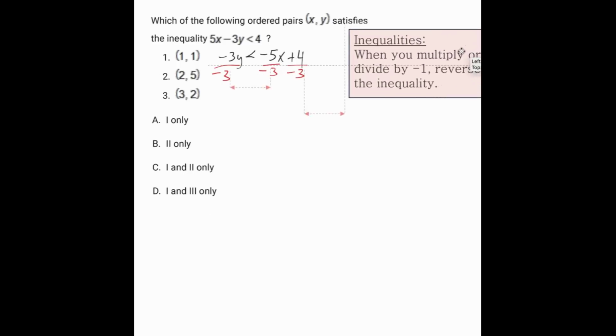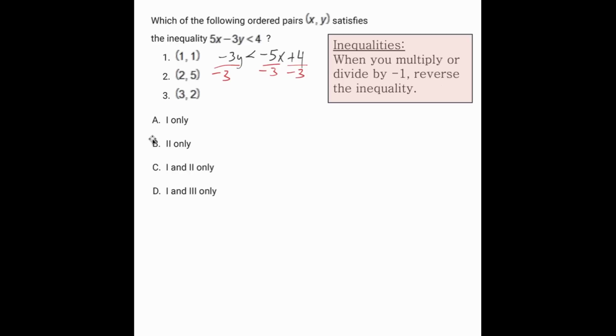So let's show that. First, we can take away 5x from both sides. We'll have negative 3y less than negative 5x plus 4. Now we can divide by negative 3. And we have to remember that for inequalities, when you multiply or divide by negative 1, you reverse the inequality. So here we'll have y is greater than 5 over 3x minus 4 over 3.